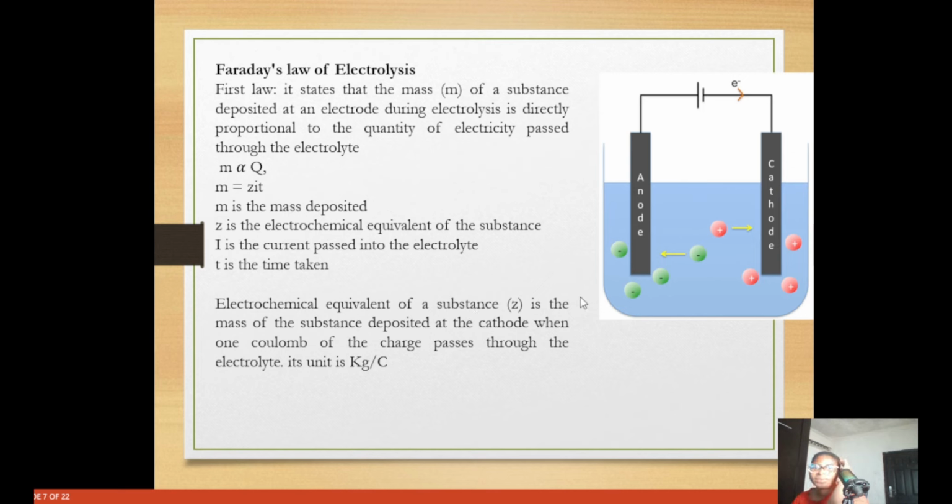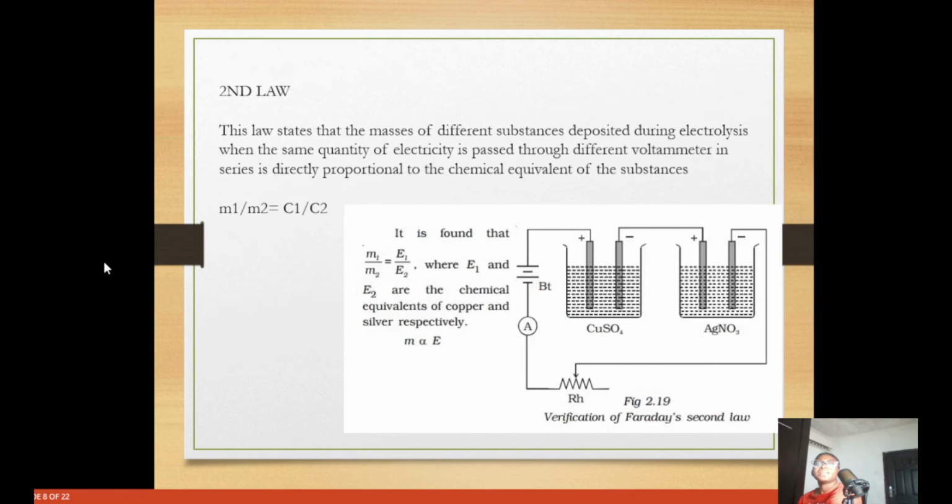The electrochemical equivalent of a substance, Z, is the mass of the substance deposited at the cathode when 1 coulomb of charge passes through the electrolyte. Its unit is kg per coulomb. Now, if you want to look for Z, Z is M divided by the current multiplied by the time.